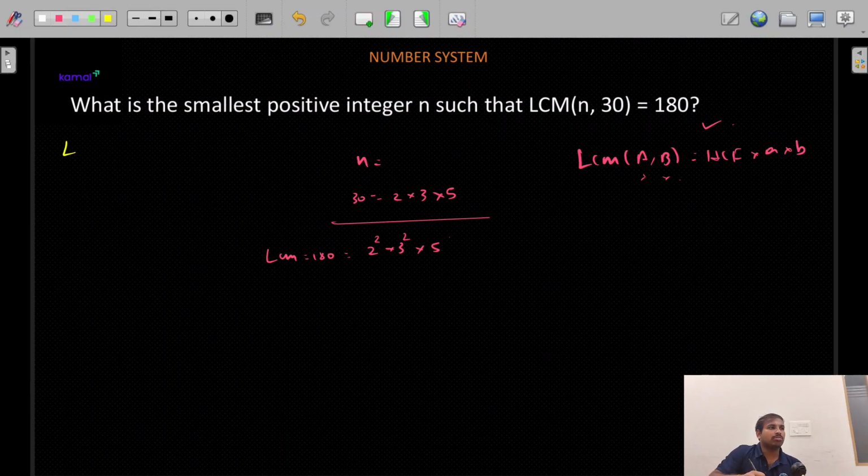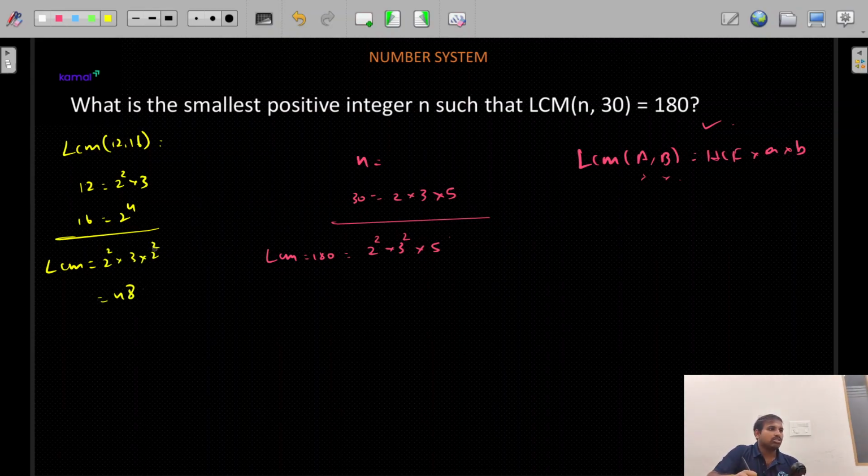Let us consider two numbers. If I want to find the LCM of 12 and 16, what is my answer? 12 is 4 into 3, which is 2 square into 3. Again, 16 is 2 power 4, which is 16. If we take LCM for this, what is the common number here? 2 square is common. Remaining uncommon numbers are 3 into again 2 square, which is 48. Which is also equal to 2 power 4 into 3.